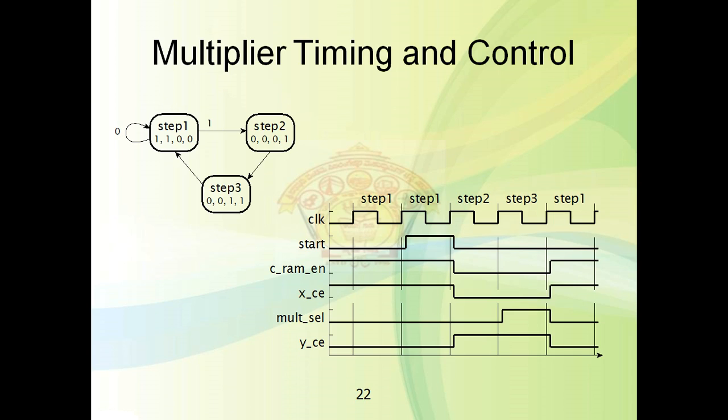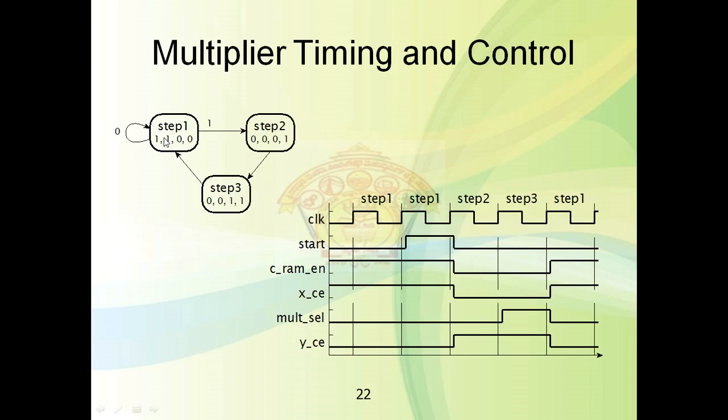So in the control sequences you will have the same sequence of signals, that is first control signal is CRAM enable, second control signal is X chip enable, then mult select, and then Y chip enable. These are the 4 control signals. Okay, in step 1 we can see here that CRAM enable is equal to high, then X chip enable is equal to high, mult select is equal to 0, Y chip enable is equal to 0. Means in step 1, and there will be one idle state and step 1 here.